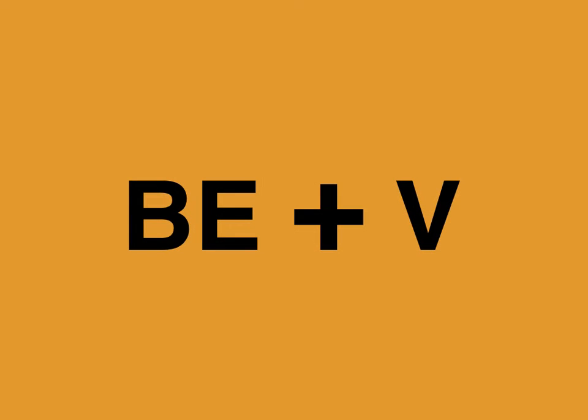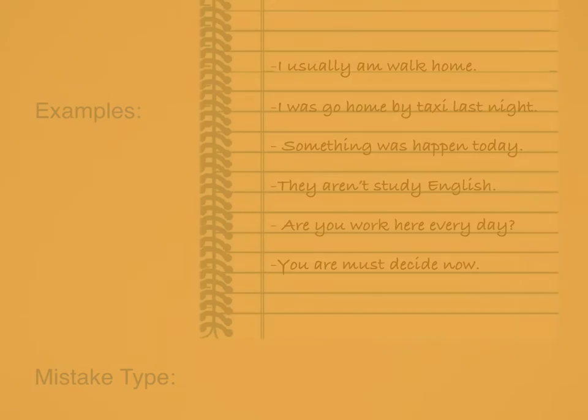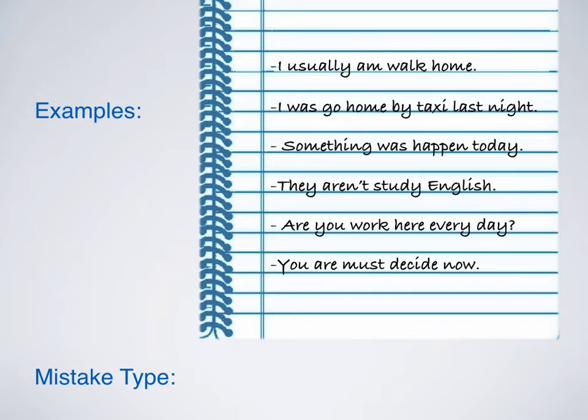So here's the main point. Each lesson we just studied has this pattern: the be helping verb plus a simple general verb. This does not exist in English. So, looking at the same examples, the mistake type is be plus verb.